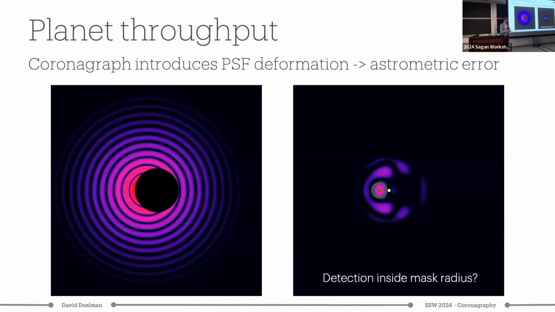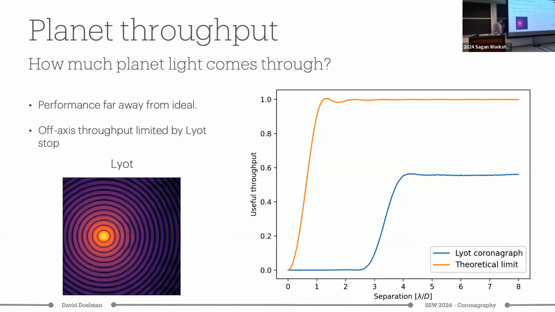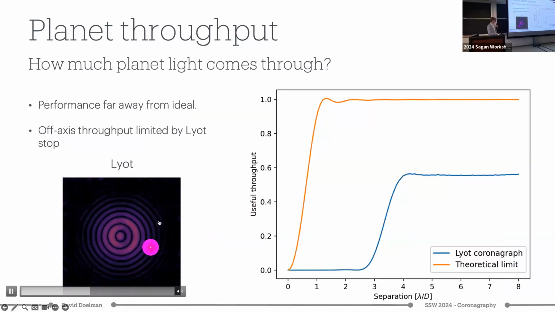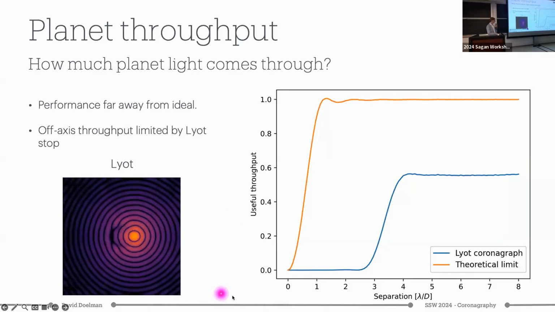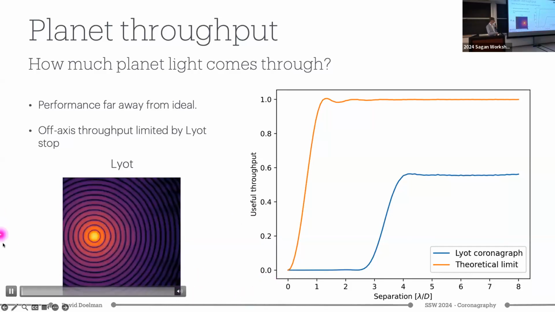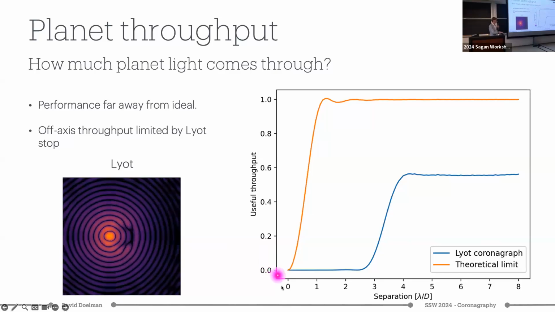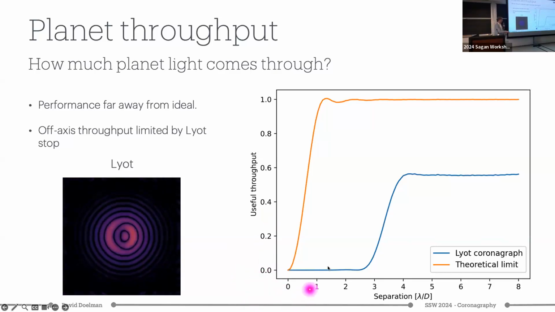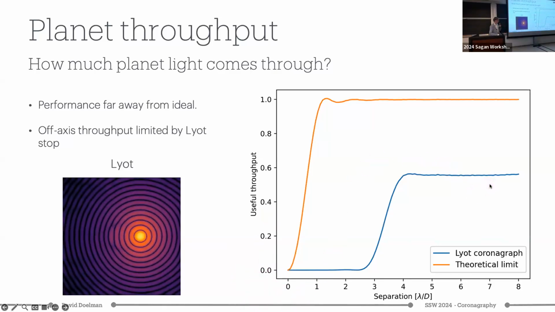So if you want to do astrometry, you need to think about this, or at least don't trust anything, or correct for it with modeling. So here I plot the actual intensity of this PSF as a function of separation. Now I don't do it from left to right, but from the start on axis all the way to 8 lambda over D separation.